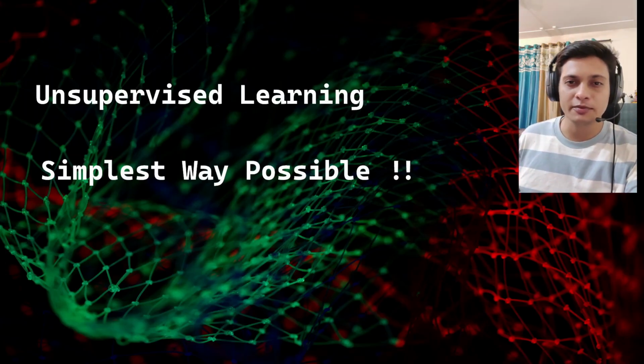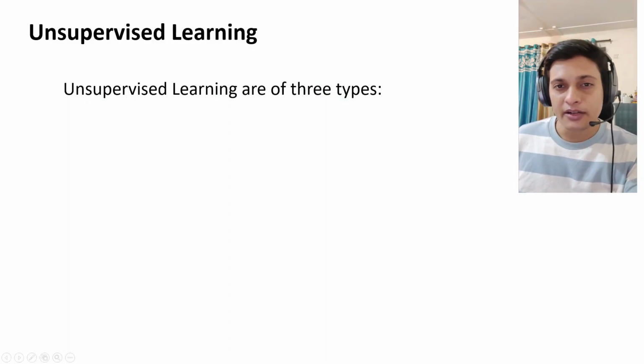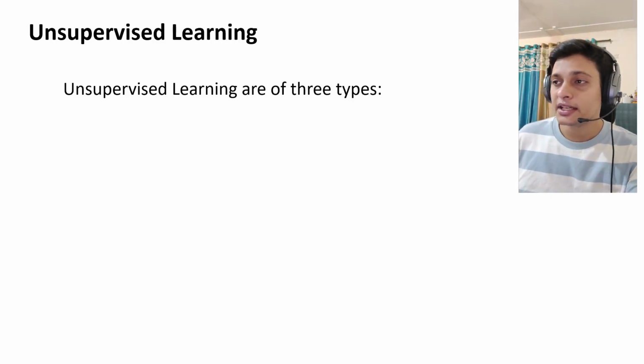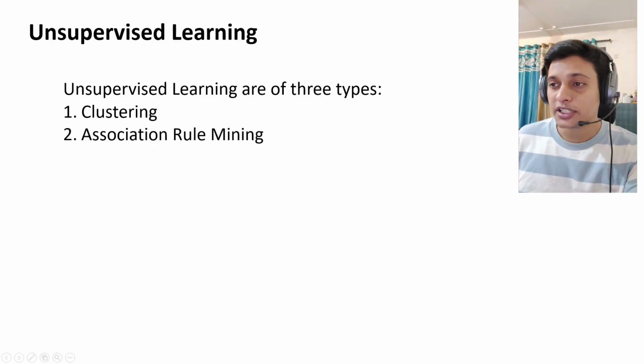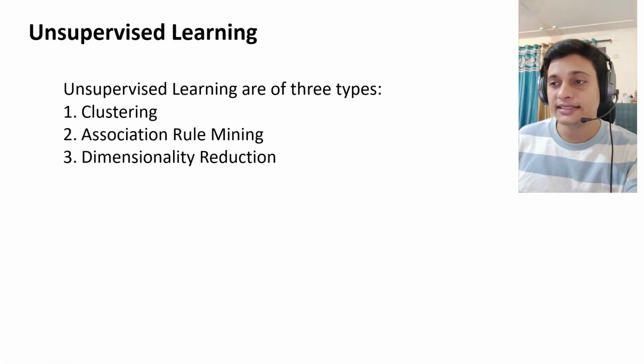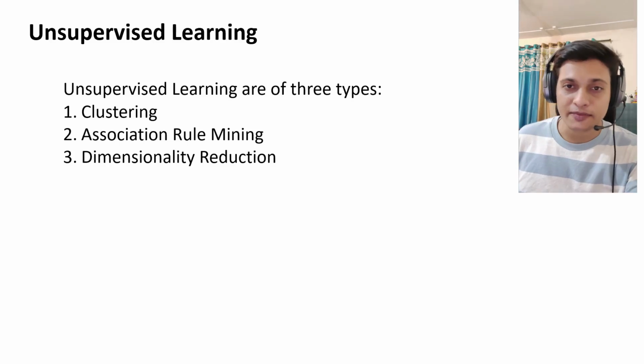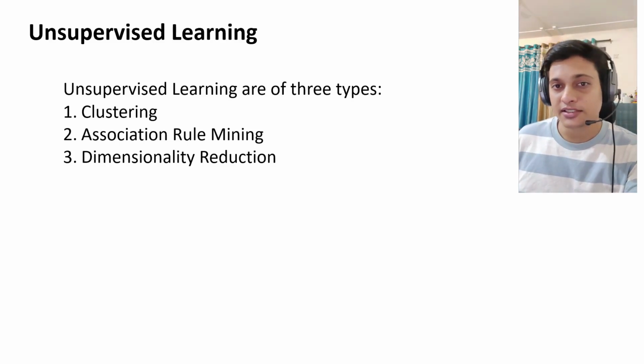In the simplest way possible. In this part we are not going to talk about all the technical things. We are going to understand the complete unsupervised learning with general examples. So let's start. In unsupervised learning, there are three types: one is clustering, second is association rule mining, and third is dimensionality reduction. Let's start first with clustering.